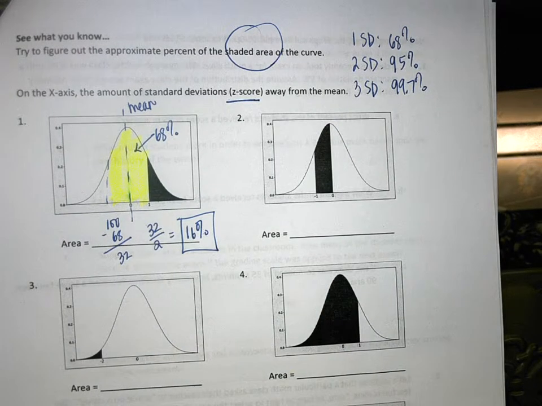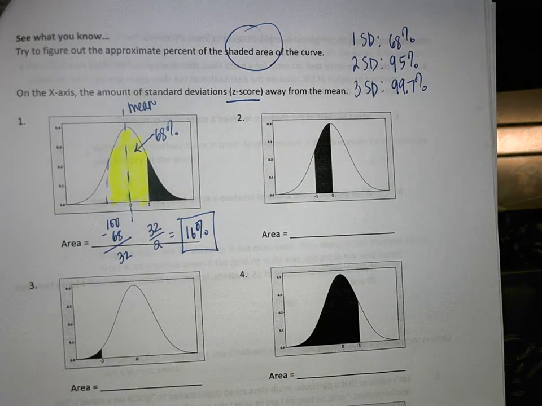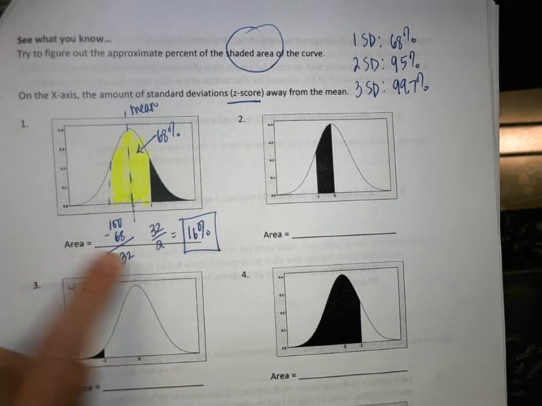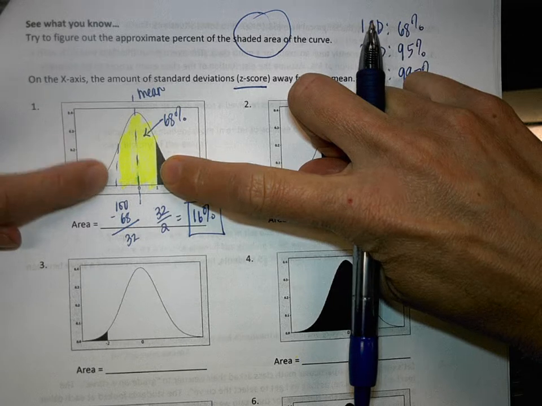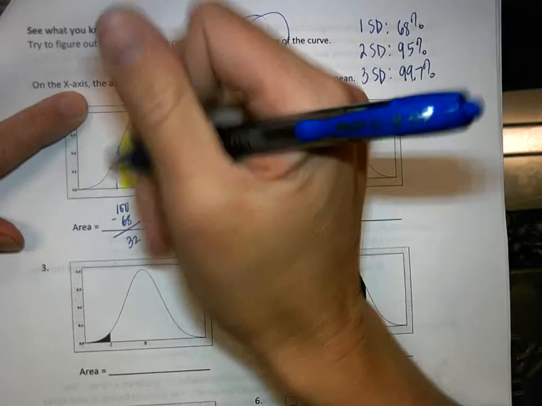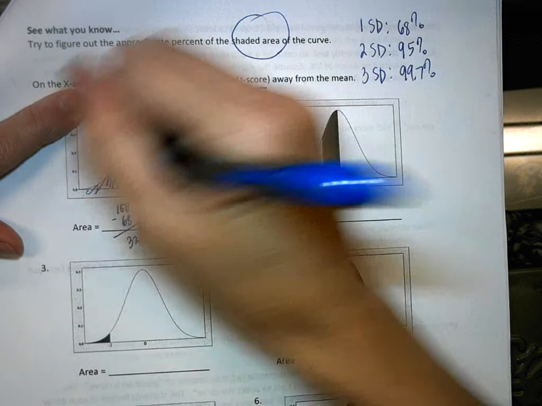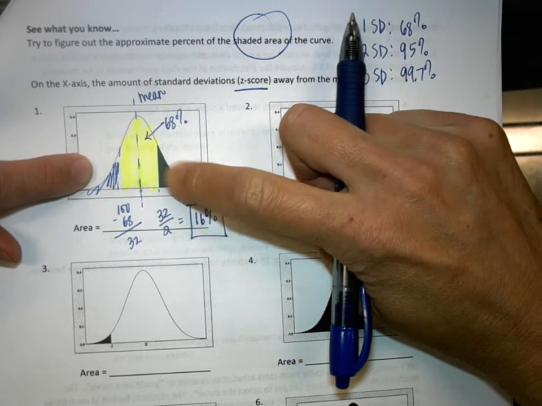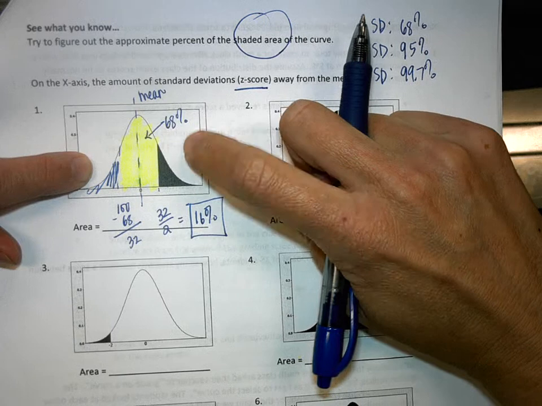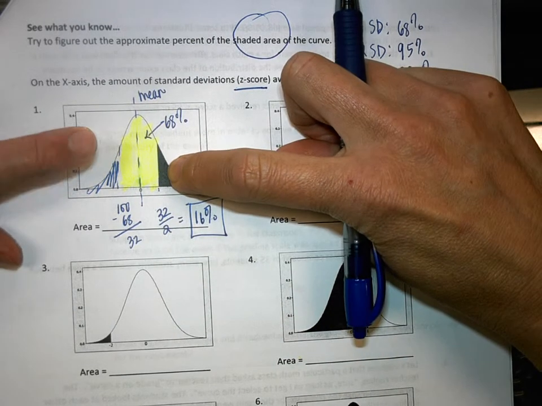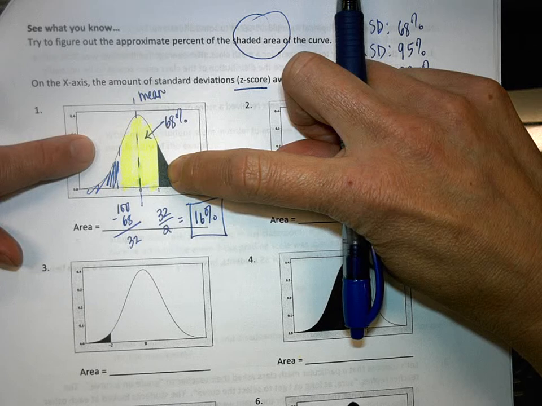Wait, did that say 100 minus 60? Yes. Under your curve is always 100. I knew that this portion is 68, so I took that out. So I knew that what's left were these 2 pieces. These 2 pieces, this piece and the other piece, equal 32, but only half of that is shaded. So that's why I took the 32 and divided by 2. So this is 16 and this is 16, and that makes my 100.